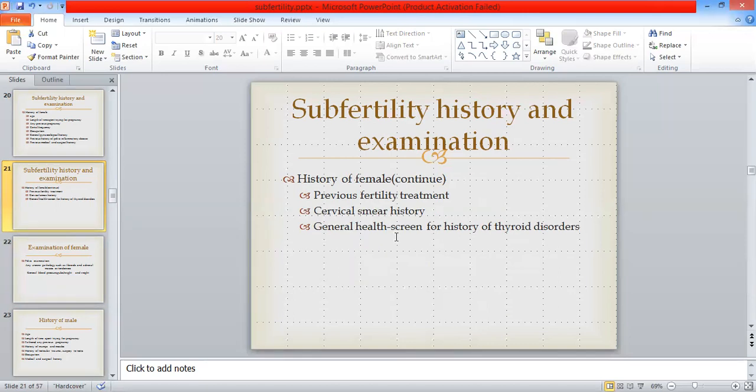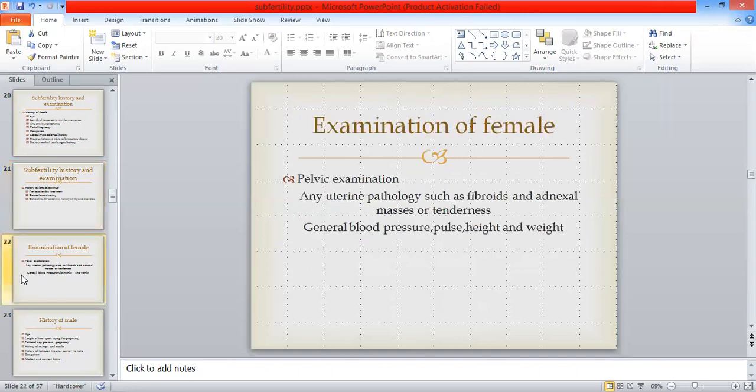In the general health screen, ask for a history of thyroid disorder. Patients with thyroid disorder mostly suffer from menstrual cycle problems. If the female partner is having a menstrual problem, then most probably she will be suffering from subfertility.